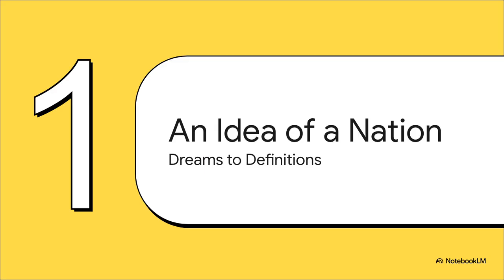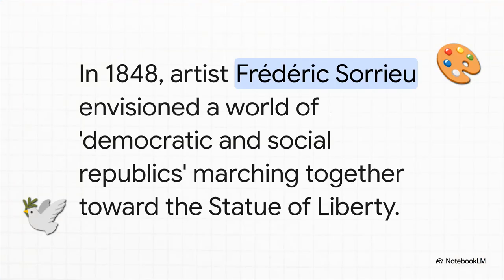All right, part 1, the idea. See, long before any flags are waved or anthems are sung, a nation has to be imagined. It starts as a dream, a vision of what a country could be. Take a look at this. It's an incredible vision from 1848 by a French artist, Frédéric Sorrieu.